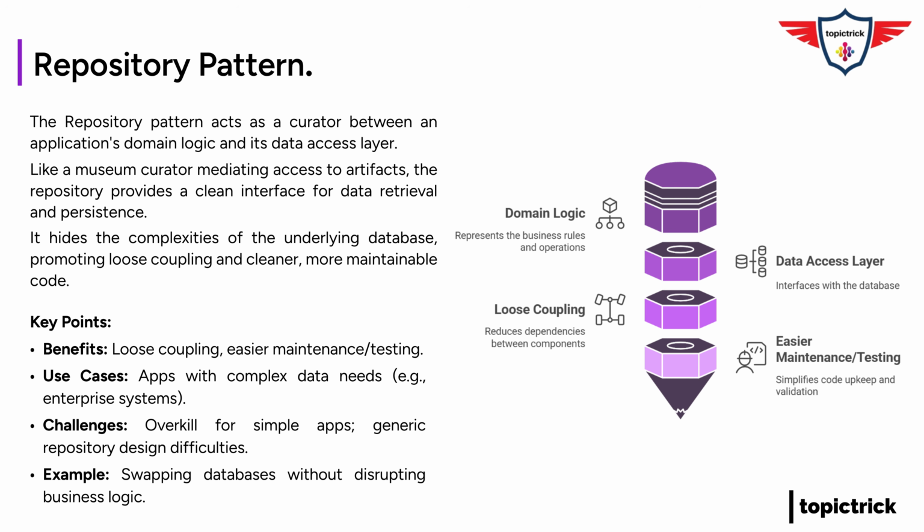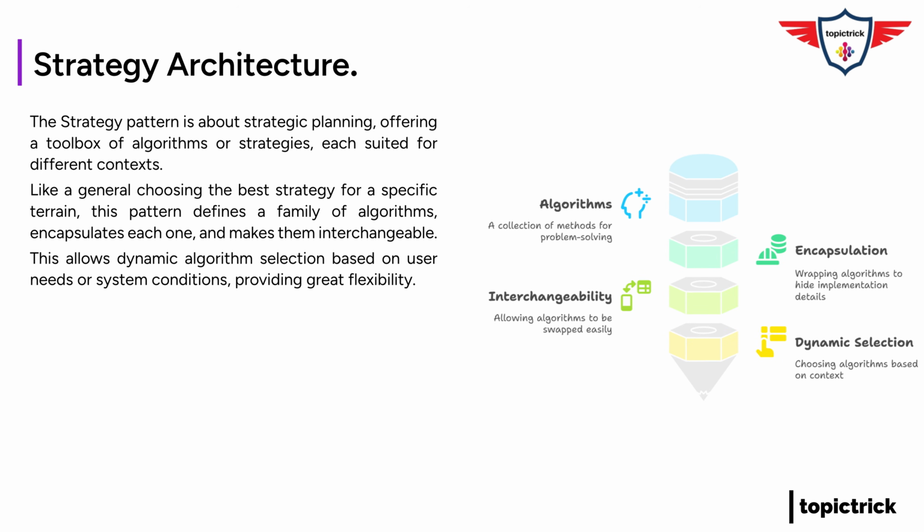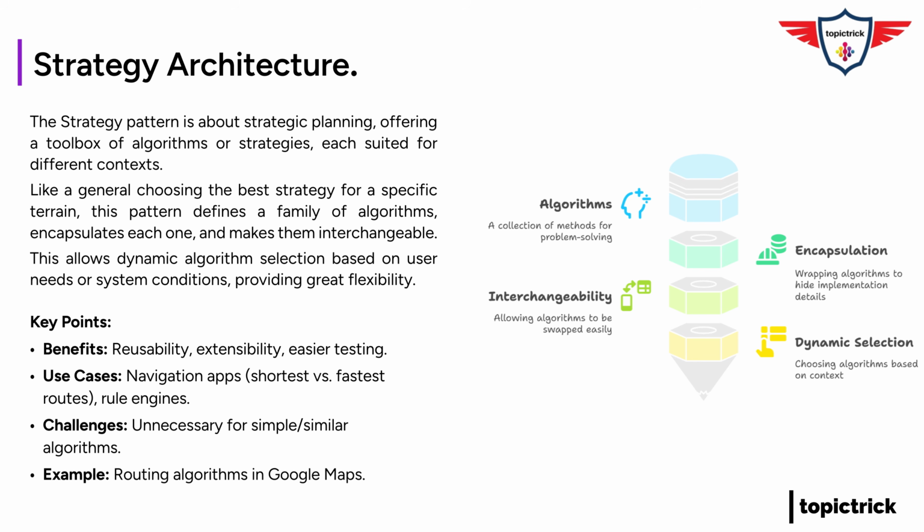Yeah. Let's move on to the strategy pattern. This one sounds like it's all about strategic planning. Oh, imagine a general planning a military campaign. They have all these different strategies, right? Each one good for different terrains and enemy formations. The general chooses the best strategy based on the specific situation. So it's about having a toolbox of different approaches, right? And picking the best one based on the context.